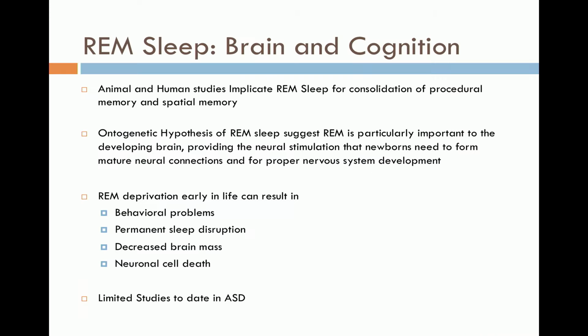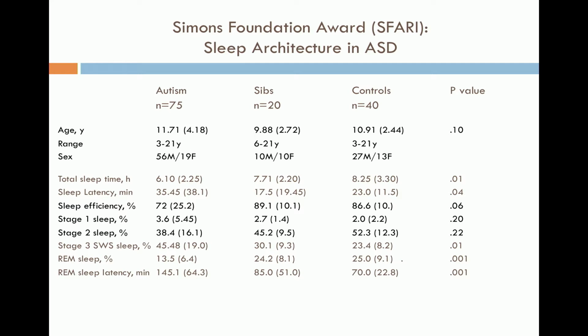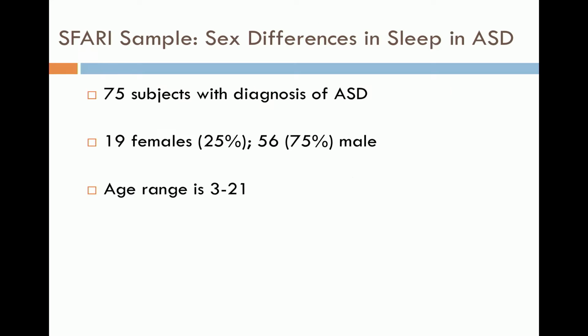It's been a little harder to track that in ASD. If you deprive REM early in life in particular, there are significant behavioral problems, permanent sleep disruption, even neuronal cell death, which we've traditionally assessed predominantly through animal studies. But there have been very few studies on autism. So we did one of the first, and what we found is quite interesting. We found that individuals on the spectrum definitely had shorter sleep time, took longer to fall asleep, and had significantly less rapid eye movement sleep. Not only that, it took them much longer to get into rapid eye movement sleep than our age and education matched controls.